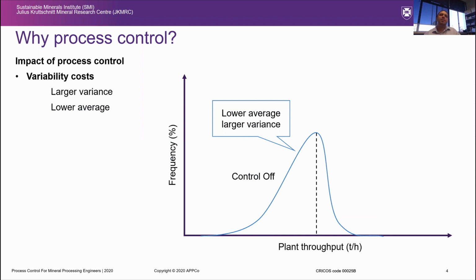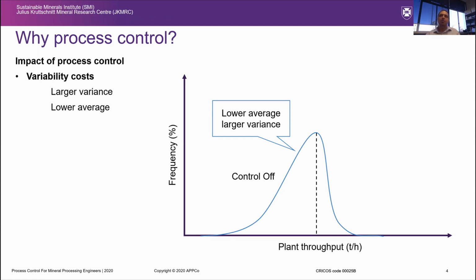And why is it important? As we know, variability in the process costs, and that comes with the issue that you have to run your process in a conservative mode. As I present in this graph, if you don't have any control over your processing plant, and you're looking at the plant throughput, you're going to run all over the place, and you get a large variance in your throughput.